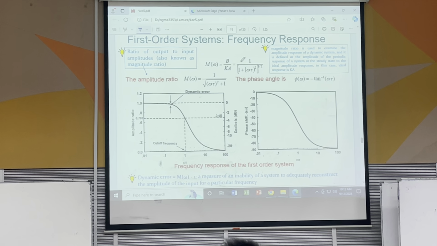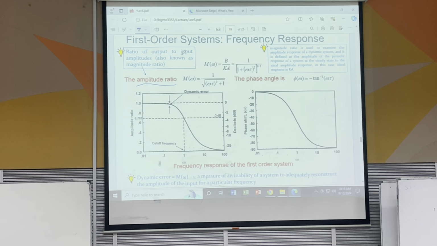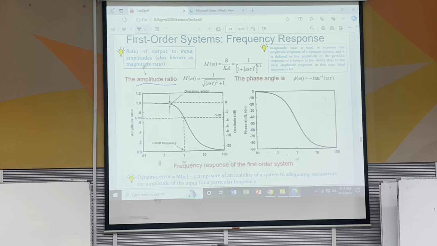Just to introduce you some other terms, for example this amplitude ratio here. Basically the ratio of output to input amplitude is what we call amplitude ratio. Sometimes we may use other terms to call this magnitude ratio, but you should know they are the same thing. So what's the purpose of knowing this magnitude ratio? I already put a small box up there, you can read through. Magnitude ratio basically is something you can use to examine the amplitude response of a dynamic system. The rest you can just read on your own.